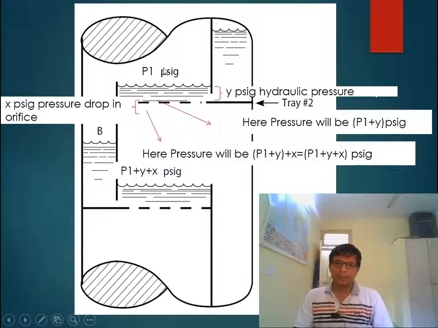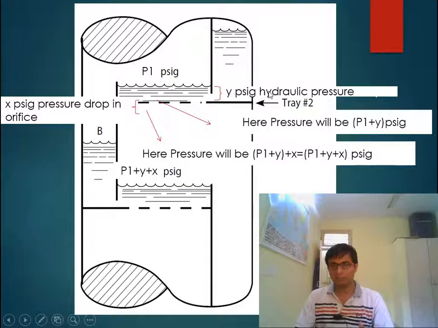So suppose the pressure of vapor above the tray is P1 and Y1 corresponds to the hydraulic tray pressure drop, then the pressure at this point will be P1 plus Y1. Now if X corresponds to the dry tray pressure drop, then the pressure at this point, I mean below the tray, will be P1 plus Y1 plus X. So the pressure drop across the tray will be Y1 plus X, and it will be higher than the hydraulic tray pressure drop. So ideally the pressure of vapor will be higher than the weight of the liquid pool. So liquid should not drop.